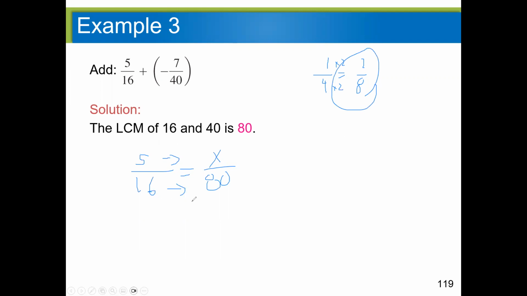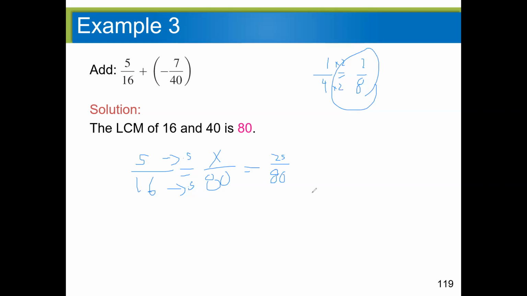So how many times does 16 go into 80? What's that, 5 times, I think? Yep. So this multiplies by 5. This multiplies by 5. So that means 25 over 80 is the same thing as 5 over 16.